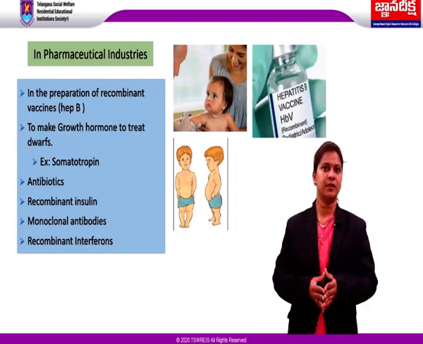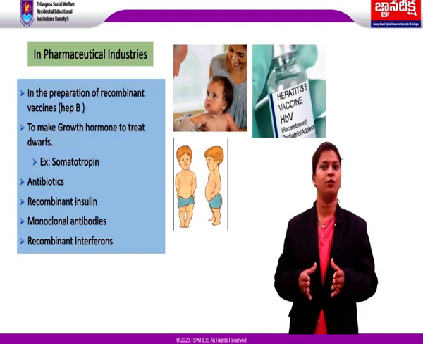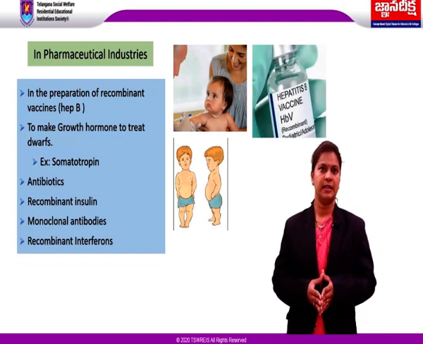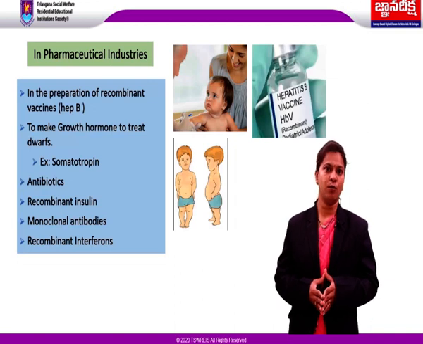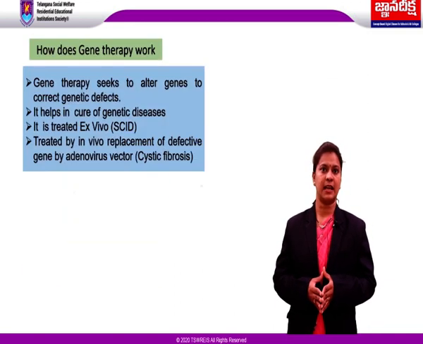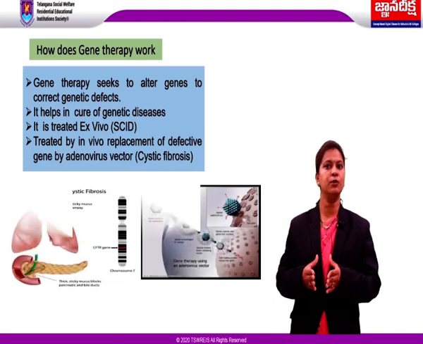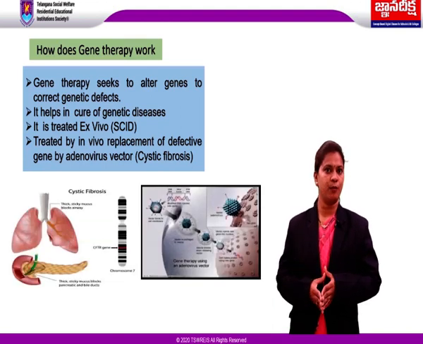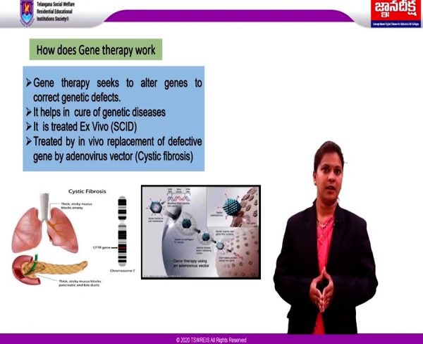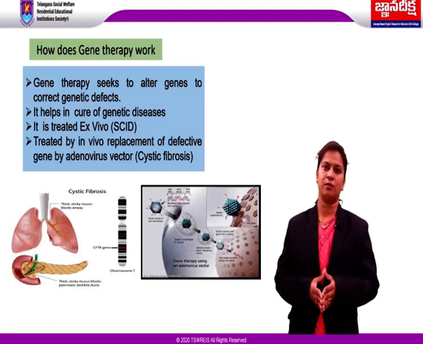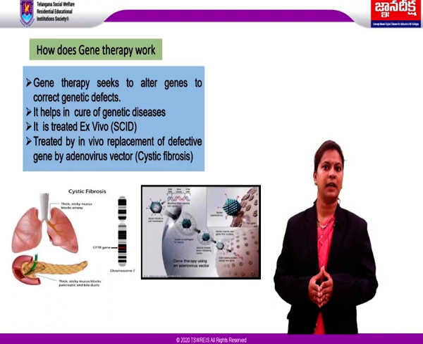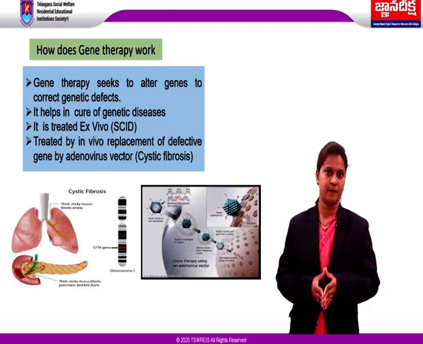Functional gene transfer can occur through viral or non-viral vectors. It can be treated ex vivo. For example, diseases like severe combined immunodeficiency syndrome can be treated with ex vivo gene therapy, and can also be treated by in vivo replacement of defective genes by adenovirus vector. It is used to treat diseases like cystic fibrosis.